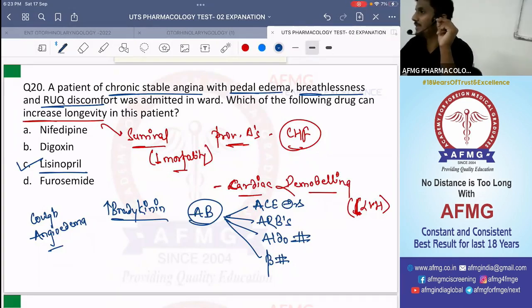Furosemide, it is for edema. Please remember, it is for edema usually. It is the drug of choice. Okay? Not for increasing the longevity. Furosemide has no effect on the longevity or the survival outcome of the patient. Okay? They will not give furosemide for that.